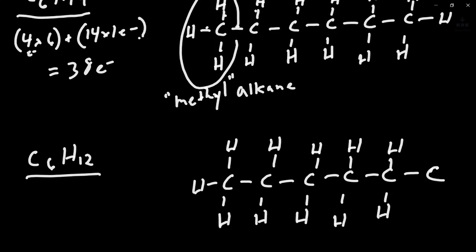First of all, you have to count out your electrons. So 6 times 4 is 24, plus 12 is 36. Okay, so you have 36.